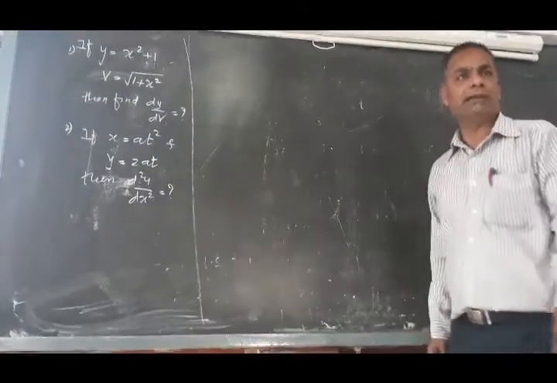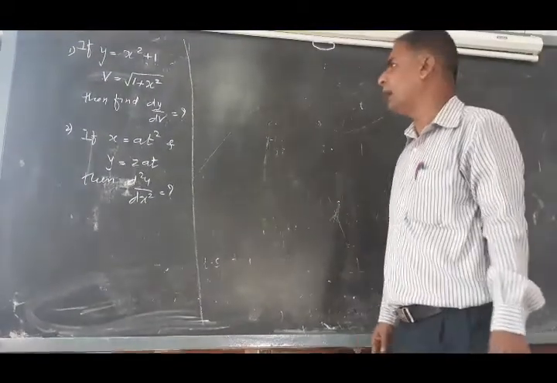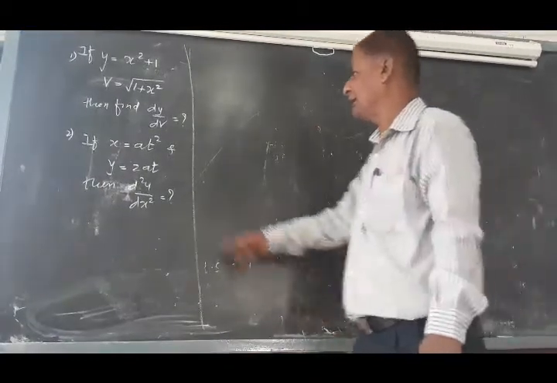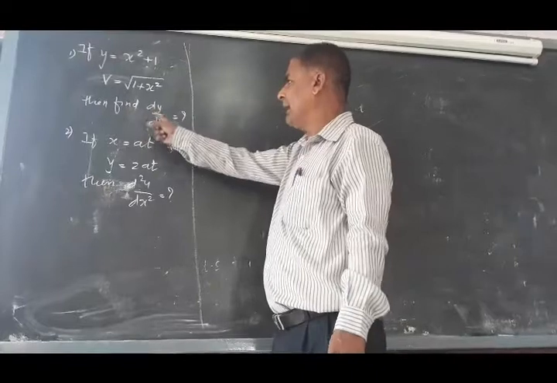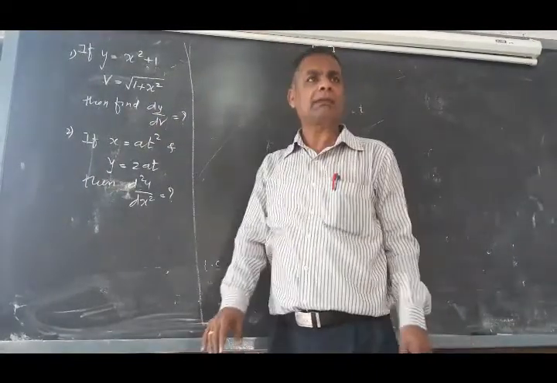The next example on this part is y is equal to x square plus 1 and v is equal to under root of 1 plus x square. Here we are finding dy upon dv. Such types of examples also appear in the board exam.